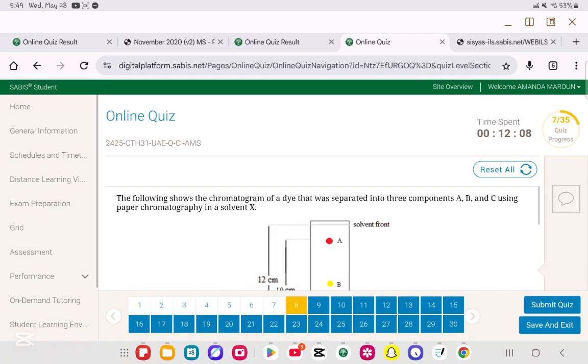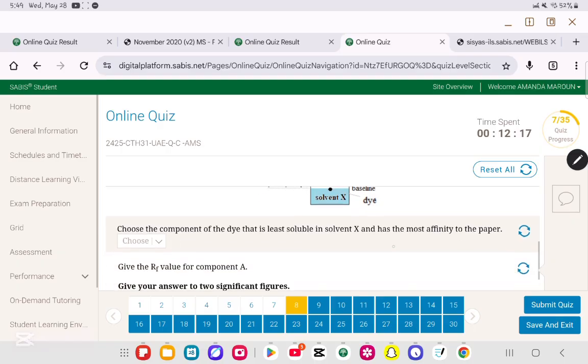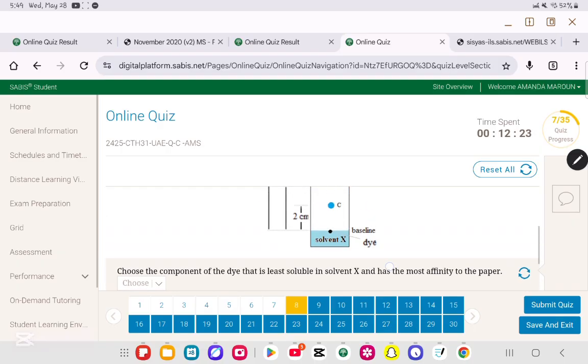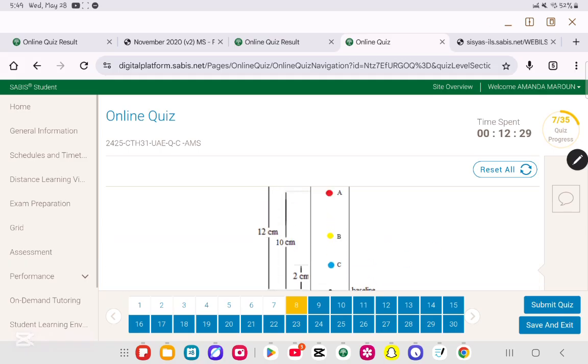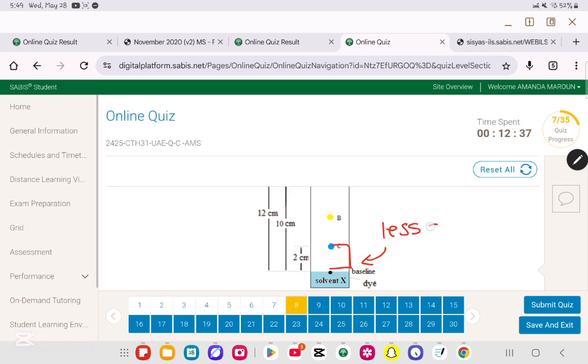We move on to question number 8. What does it say in question number 8? The following shows the chromatogram of a dye that was separated into its 3 components, A, B, and C, using paper chromatography and a solvent X. Choose the component of the dye that is least soluble in solvent X and has the most affinity to the paper. Very simply, the closer the dye is to the baseline, what does this mean? This means it is the least soluble component, and it has what? It has the most affinity.